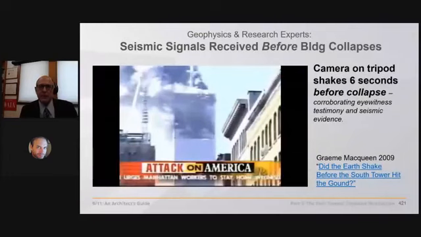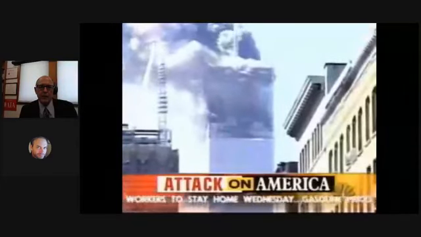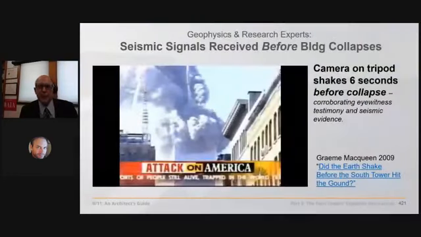Let's look at this one first. At the North Tower. So you can see it's steady here. There's the shake. That's not me. I'm not shaking it. And then the tower descends 6 seconds later, just like the firefighters described.